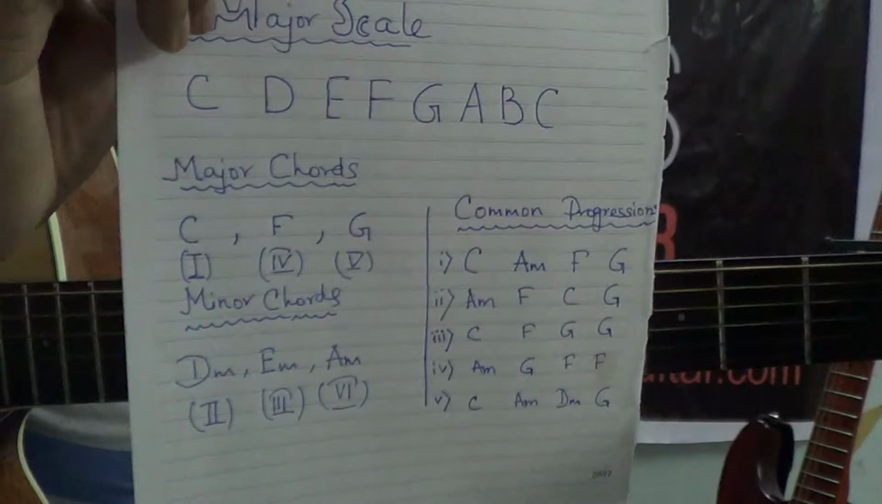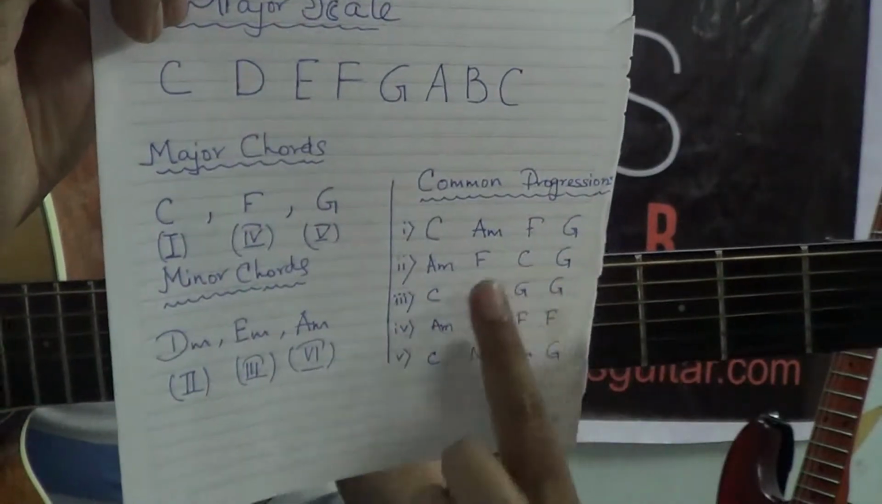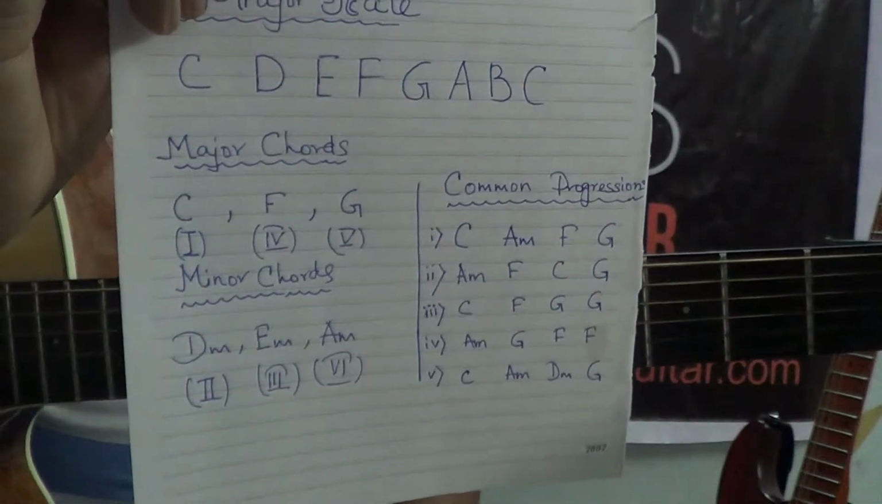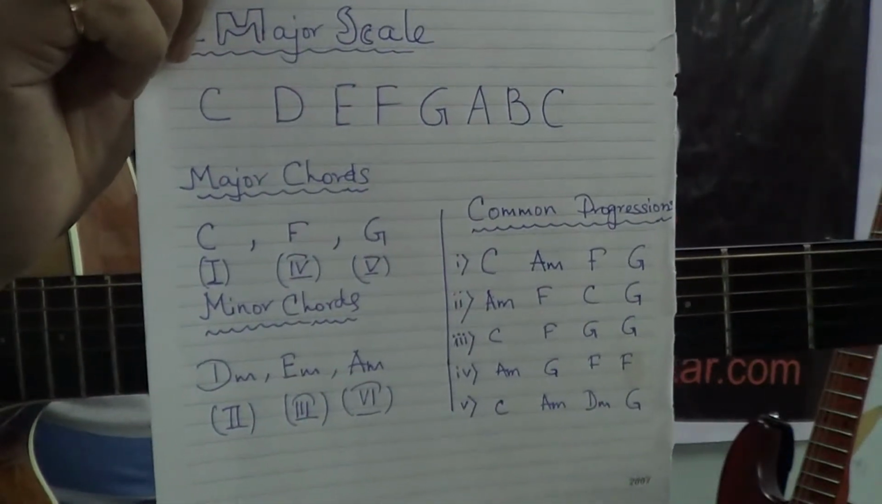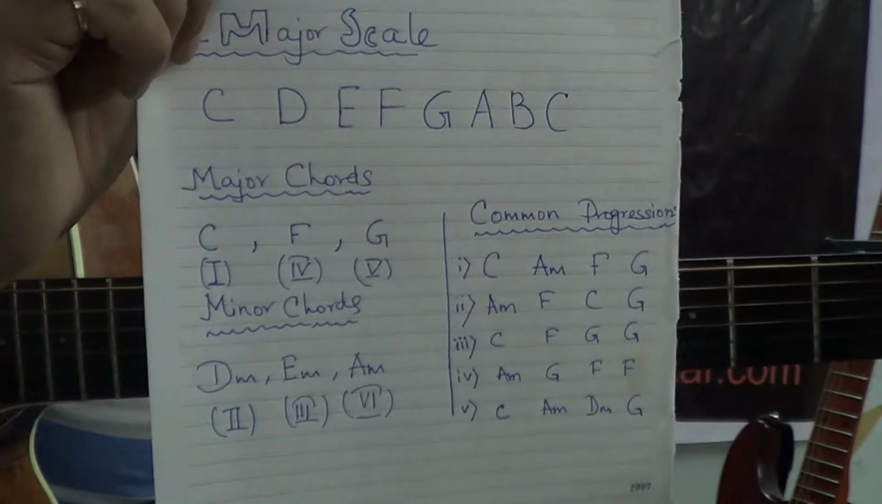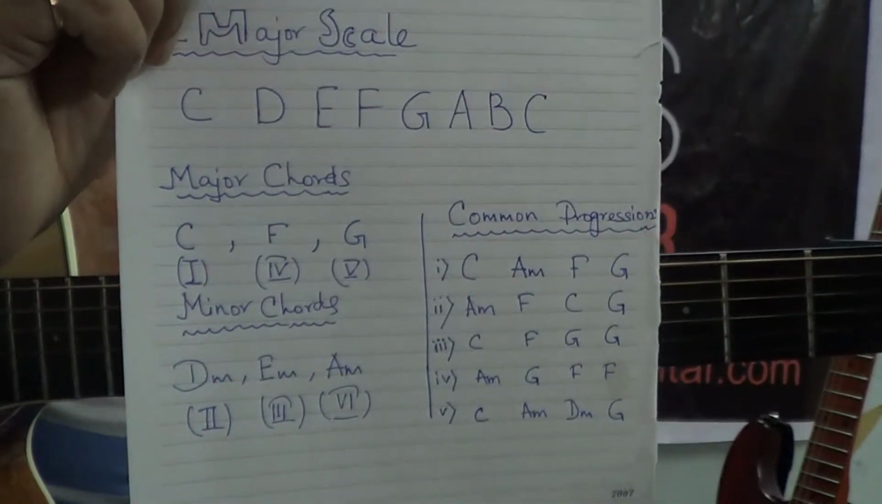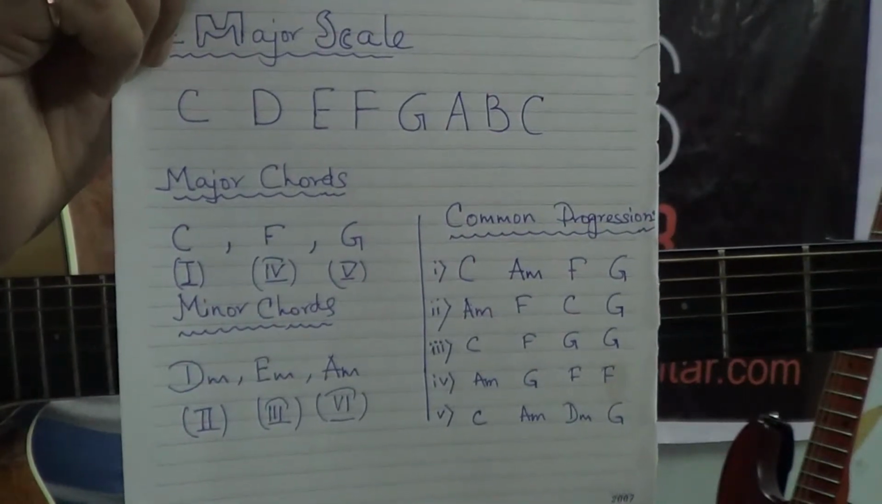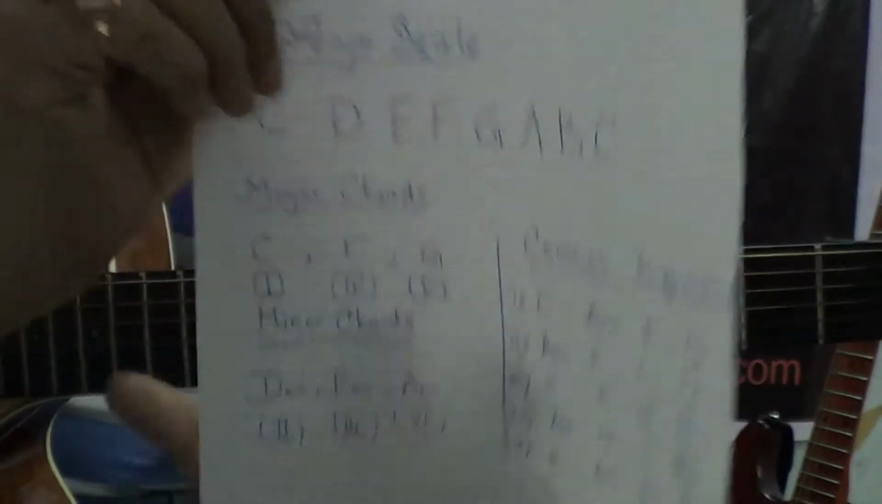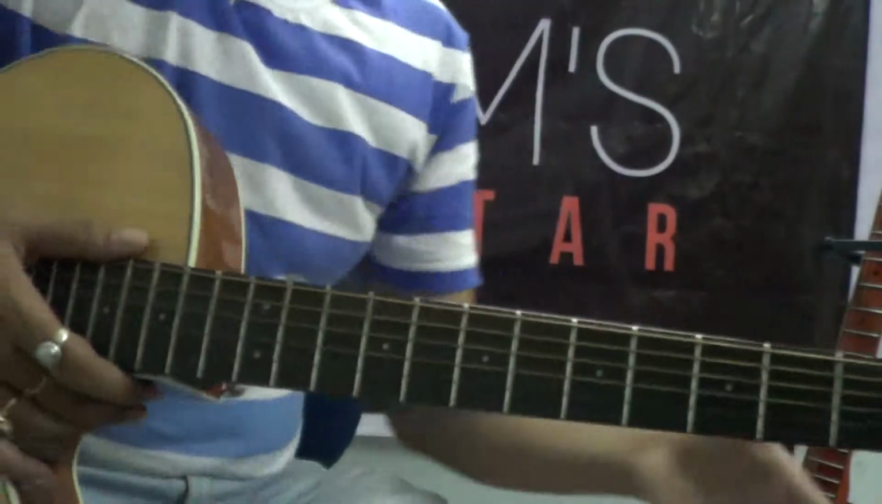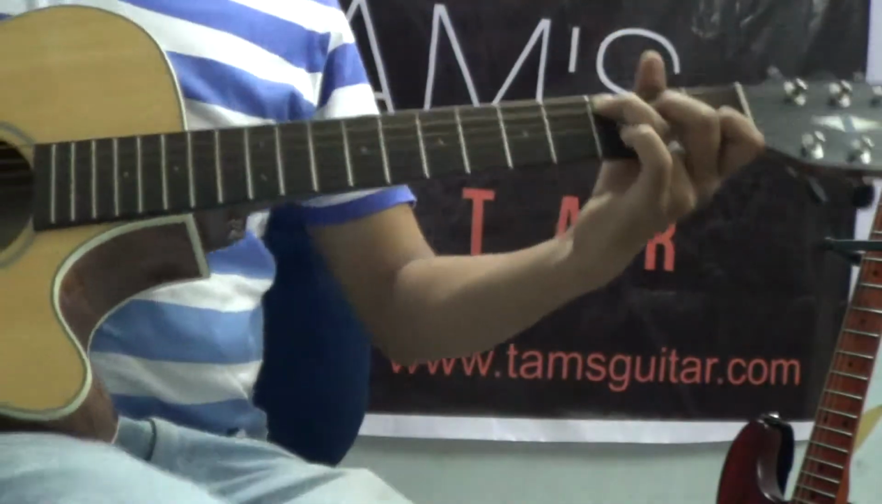But what we are going to do is take these basic chord progressions and make them different by adding notes from the major scale. So let's get started. We are going to take the first progression: C, A minor, F major and G major, which means it will be like this.